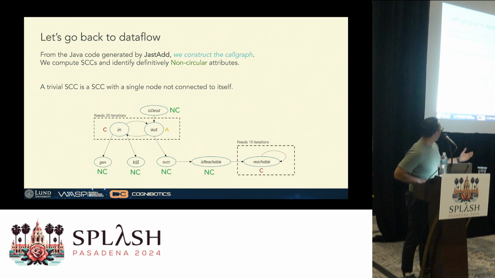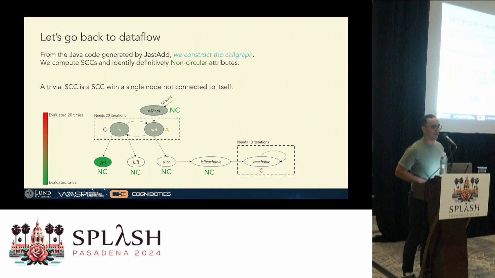And then if we go back to our example where we have the two components, one that will converge in 20 iterations and the other in 10 iterations, and we query isDead. So we start with isDead, which will call out, that will call in, and then gen is non-circular, so it will be immediately cached and returned, so it will never be computed again. Kill, the same for kill.